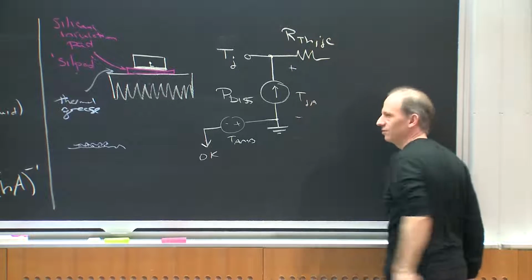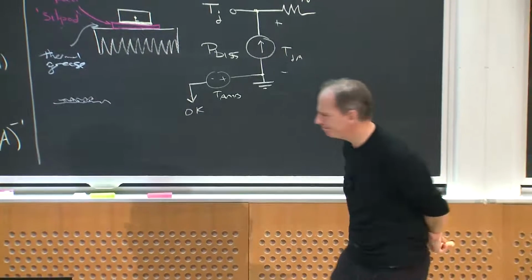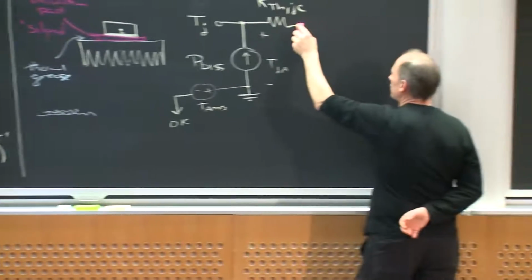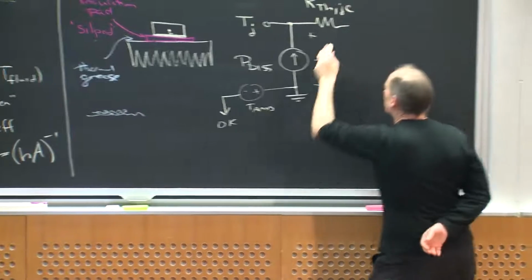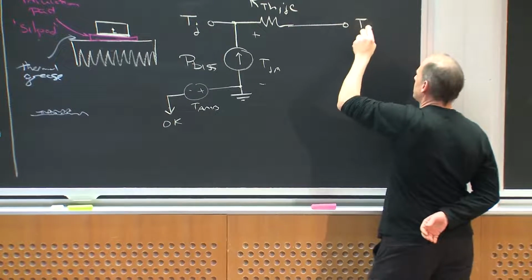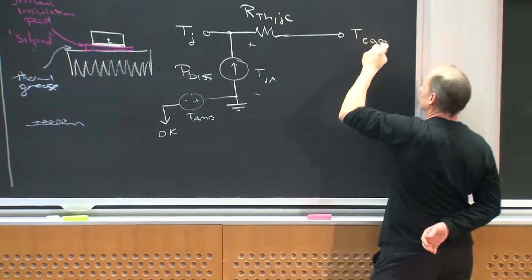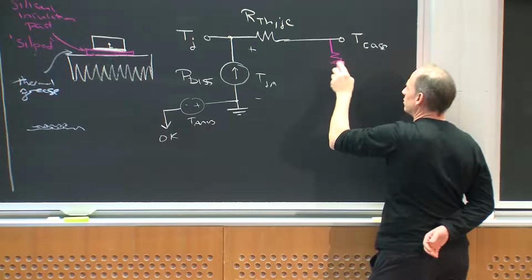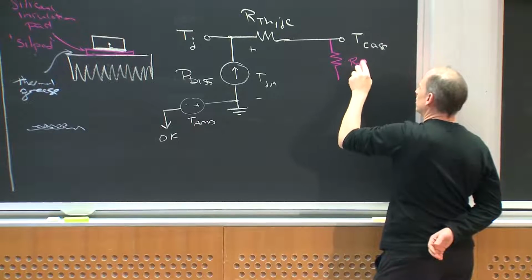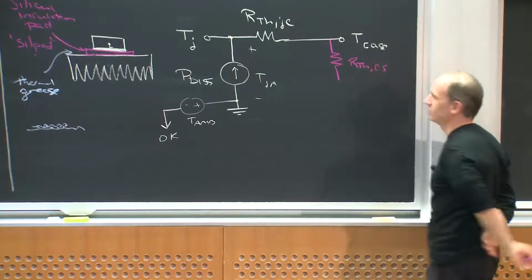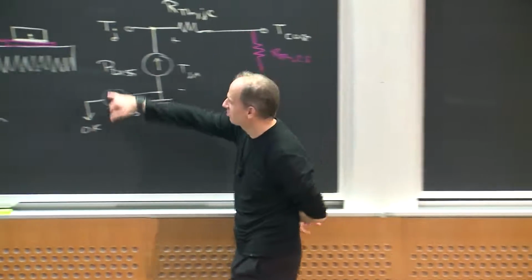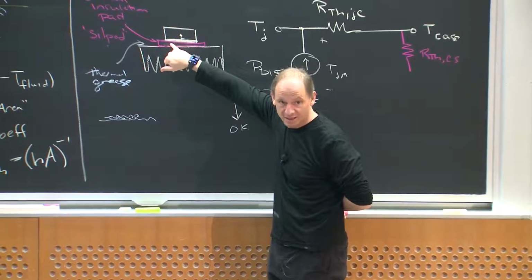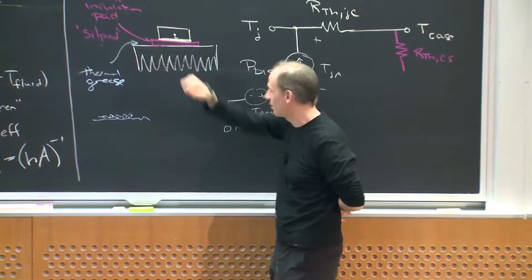So there's going to be some RTH junction to case, right? And then there's going to be some other thermal resistance, and so this temperature here would be the T case, right? Then there's going to be some other thermal resistance, RTH case to sink, okay? That depends upon, is this grease, is it a thermal pad, what is it? And I care, because that's going to contribute to temperature rise.